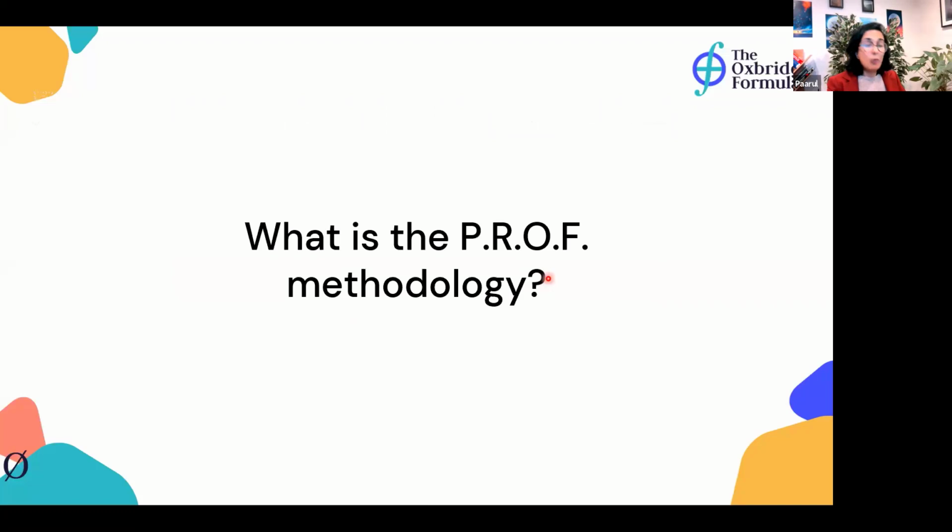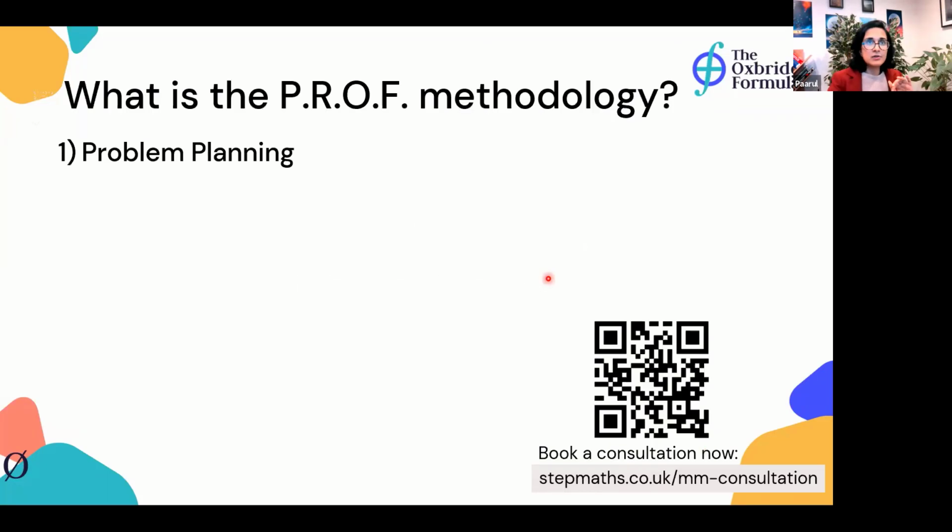Now we're going to be looking at what the PROF methodology is. We've looked at all the mechanics, no pun intended, of the papers, what they are, and how they're used by the unis. Now we're going to look at how to prepare. We have this proprietary PROF methodology that we've come up with, and P, R, O, and F are the 4 concrete strategies that we think will help you maximize your score in these exams. So without further ado, let's figure out what the PROF methodology is.